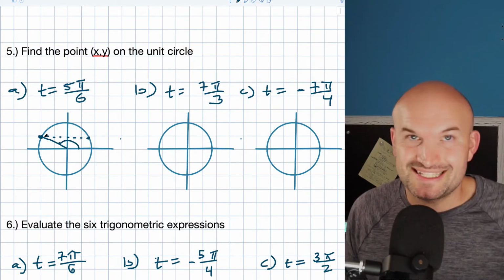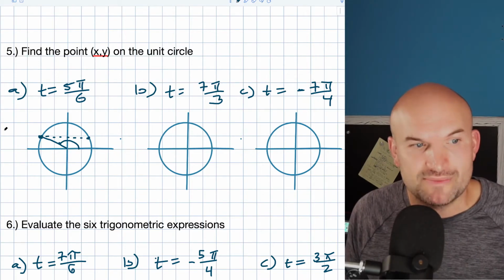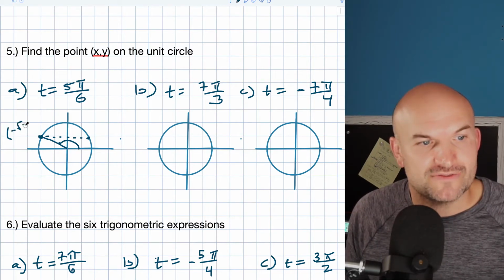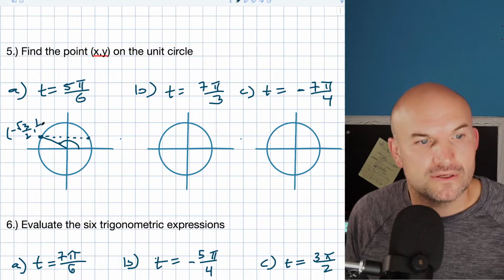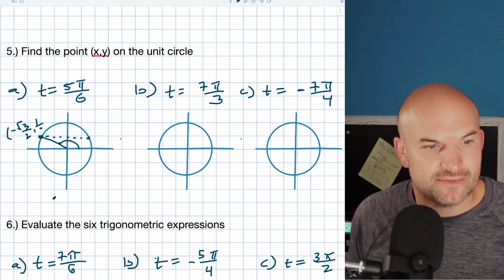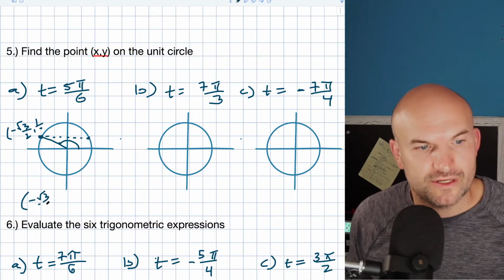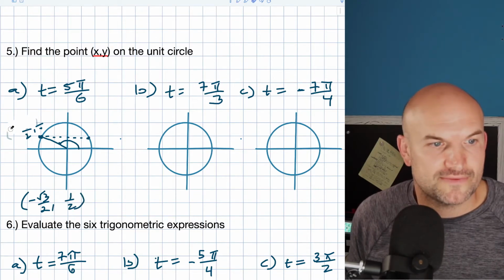The only thing is this is in the second quadrant. That's why my x is now going to be negative. So this point is going to be negative square root of 3 over 2, comma 1/2. Actually, let's write it down below. Negative square root of 3 over 2, comma 1/2. I'll go ahead and erase that.